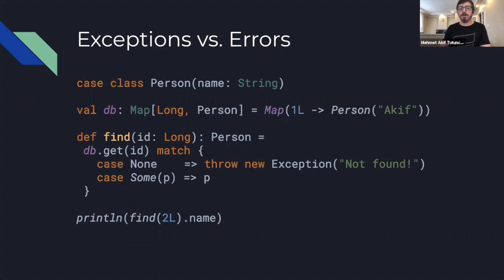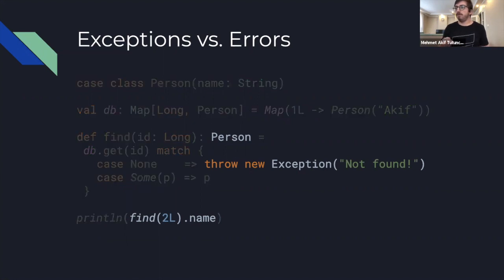So in this find method, I'd like to focus on these parts. The find method indicates that it returns a person, and in the case that it cannot find a person with such an ID, it throws an exception saying not found. In the use of the find method below, where we want to print the name of the person we found, we call the find, and since the type says it's a person, we use the name field of it.